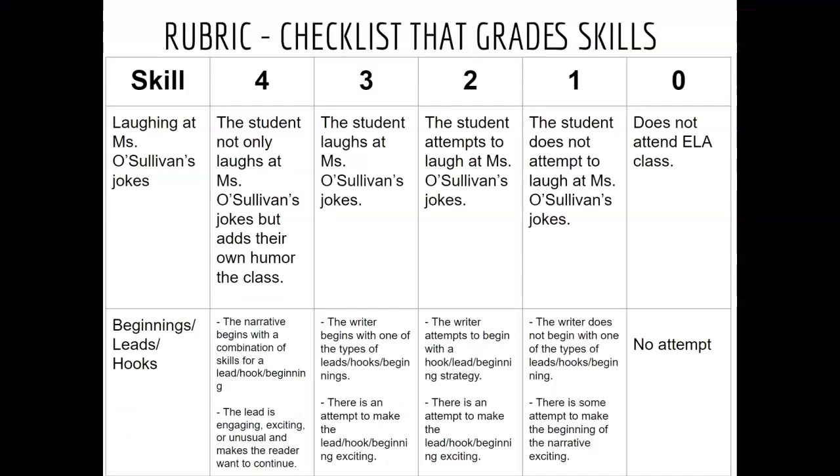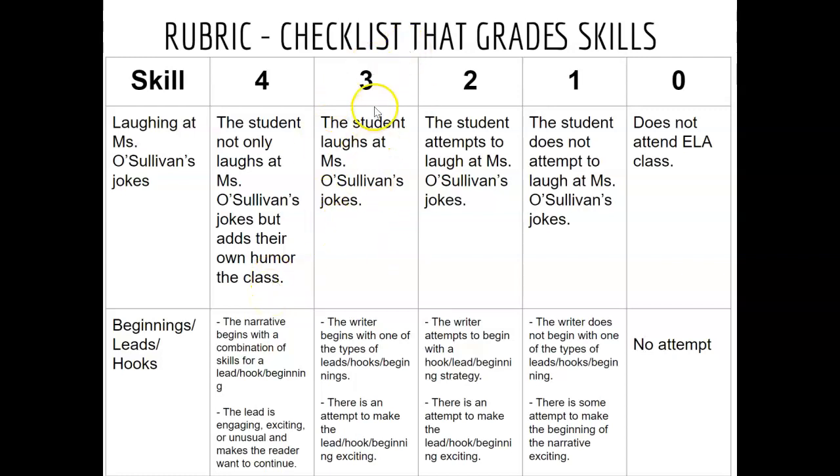Before we send you off to get a partner's opinion or write on the anchor chart, we wanted to remind you what a rubric is. A rubric is basically a checklist that grades skills. So I kind of made a joke one up here. You can also see it in the classroom on the anchor chart. The skill is laughing. So the highest level would be here. Not only does the student laugh at Miss O'Sullivan's jokes, but adds their own humor to the class. Oh, typo, to the class.